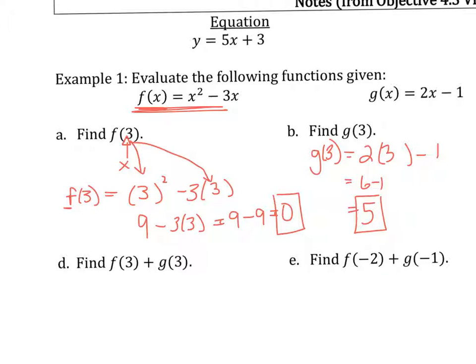D says f of 3 plus g of 3. So we would find f of 3 and we'd find g of 3 and we'd add them together. Well, examples A and B, we already found f of 3 and g of 3. So let's just add those together. F of 3 was 0. G of 3 is 5. 0 plus 5 is 5.